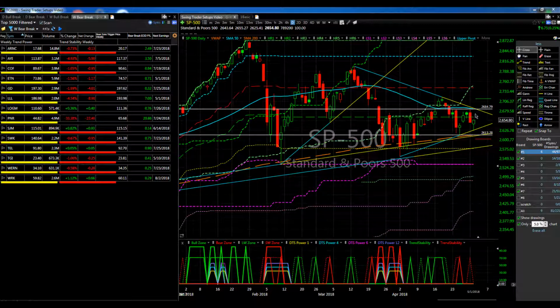The first time we go up here and visit these areas, we're probably going to pull back and continue to consolidate sideways, which is good. If we can consolidate sideways for 5 or 6 days and then come out of this like a slingshot, that would be awesome. And we'll have a lot of stocks consolidating and give us some good bull breaks. Let's take a look at what we got on the breaks for now.